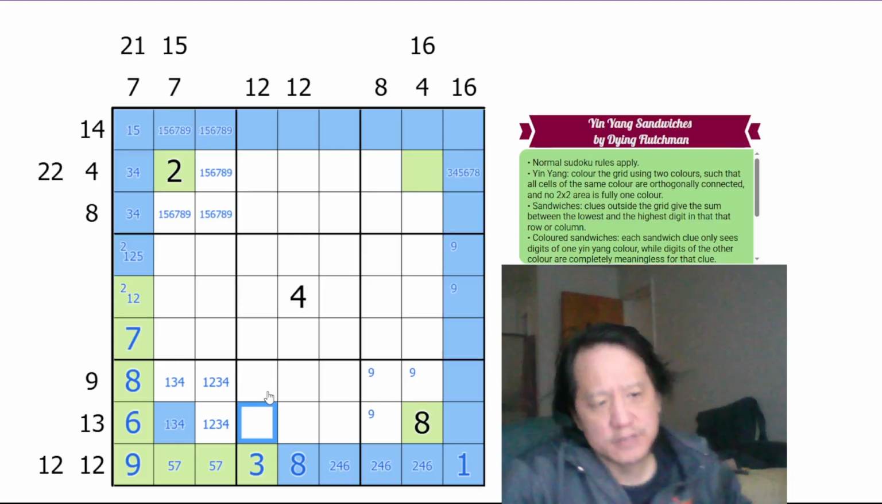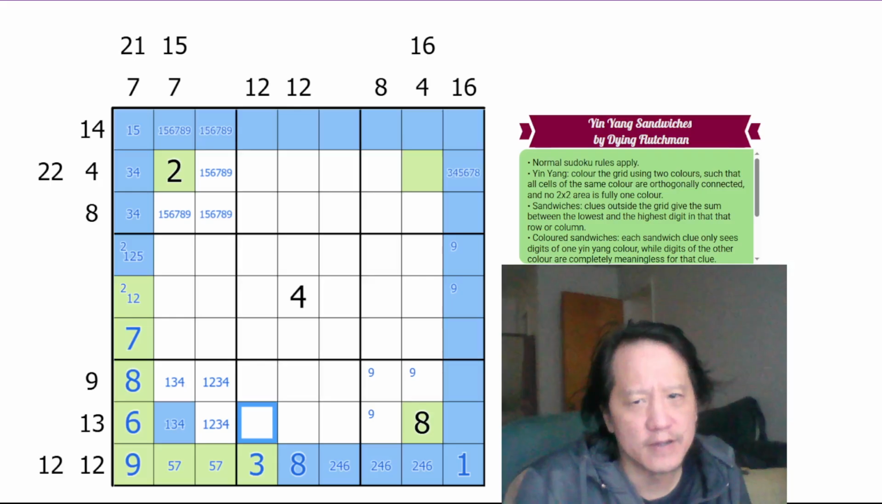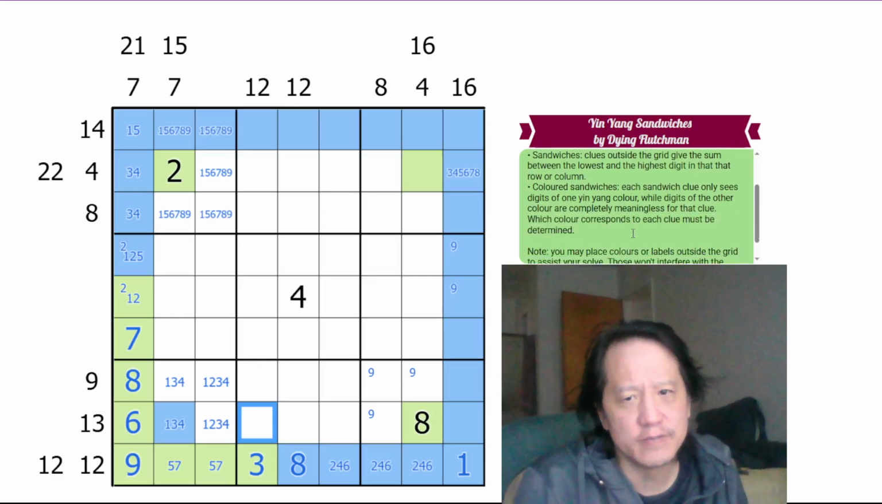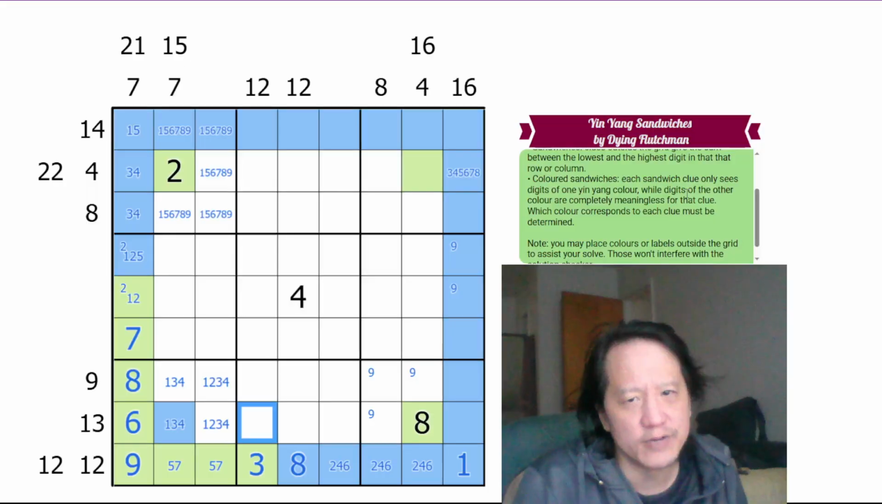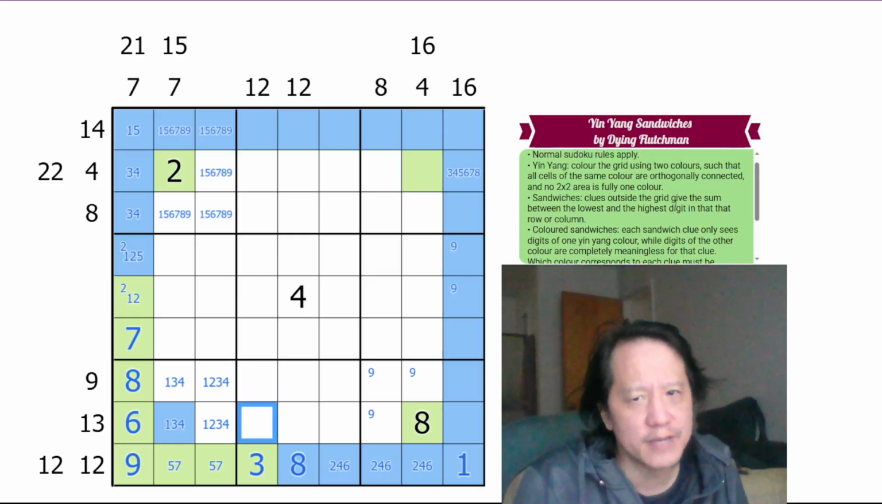Let me pause. One thing that is sort of bothering me is that it says digits of the other color are completely meaningless. Does that mean it doesn't add up to the sum? Because I don't think that works that way, but maybe it is. Hold on, let me pause. I'll be right back.